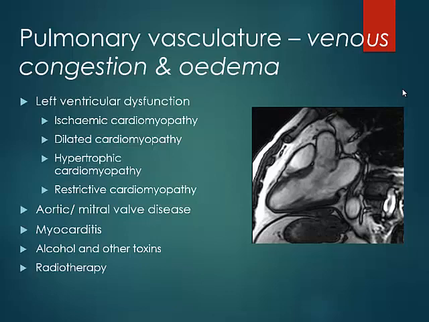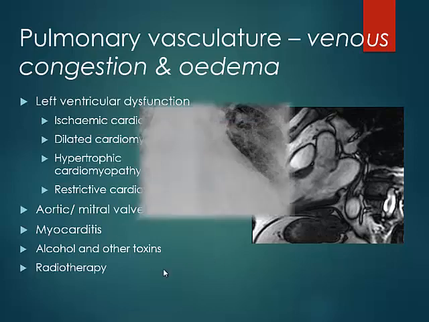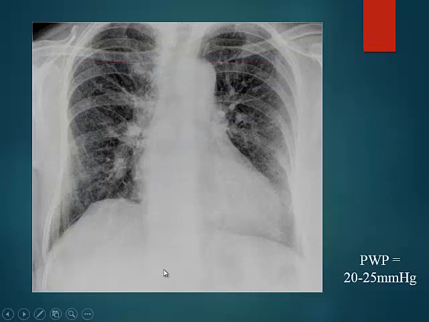Anything that impairs the contraction, whether systolic or diastolic, of the left ventricle will cause increased pressure in the left heart, and hence raised upper lobe vascular distribution. The word used for engorgement of the pulmonary veins is pulmonary venous hypertension. Okay, we'll come to that in a moment.